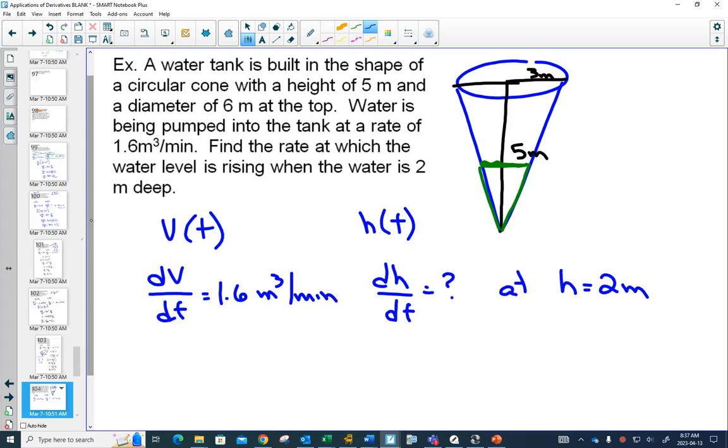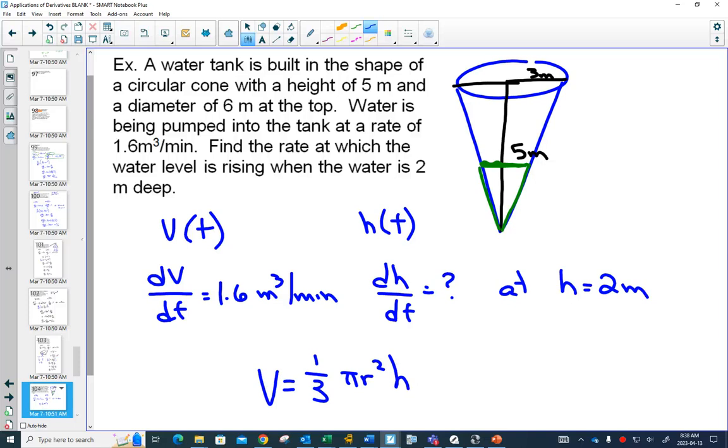We need to come up with a formula. Our formula in this situation is going to deal with volume. Volume of a cone is 1/3 the volume of a cylinder, so it's 1/3 pi r squared h. And here we notice that we have another variable in the equation, so we're going to have to substitute out the variable r for the variable h.